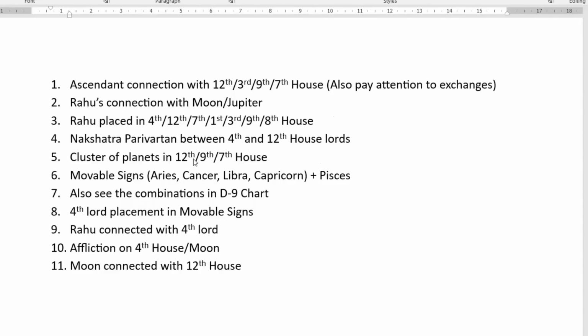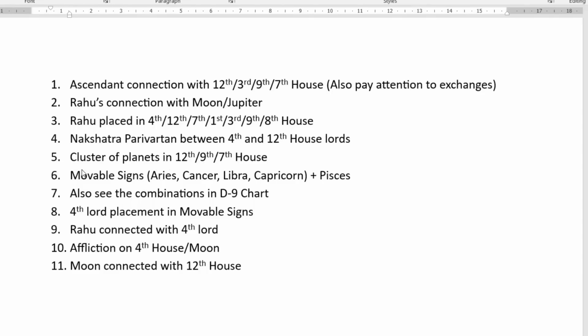Then we see a cluster of planets situated in the 12th house, 9th house, or the 7th house. Suppose 4 planets have come in the 12th house, or a lot of planets are there in the 9th house or the 7th house. This also shows that the person can move and would want to move to a foreign country and would like to travel a lot.